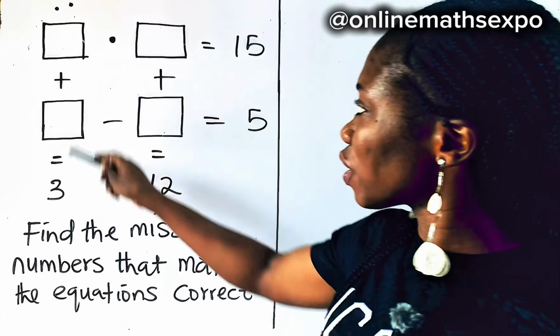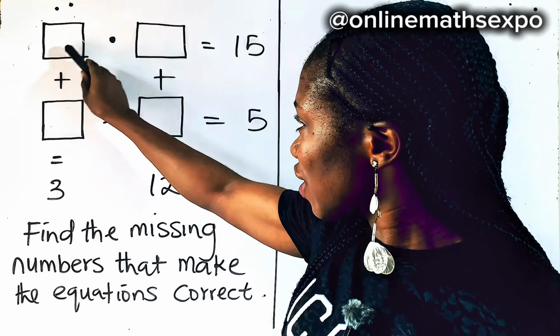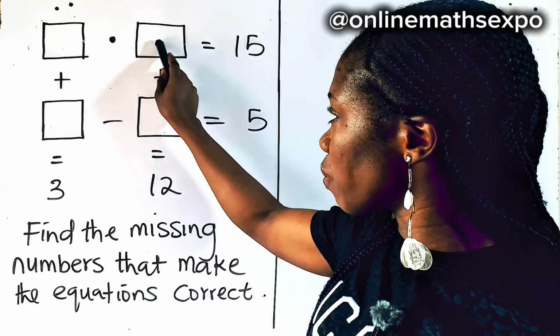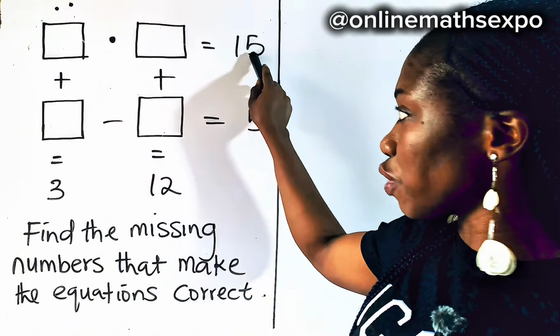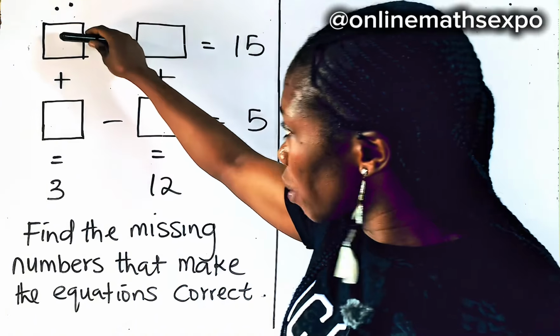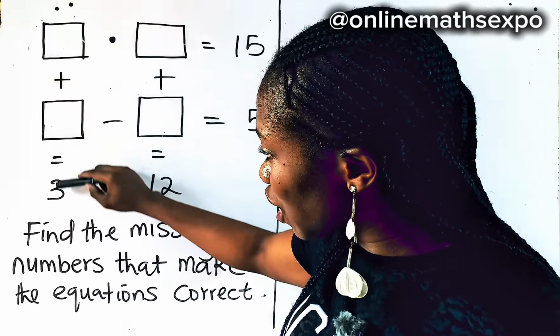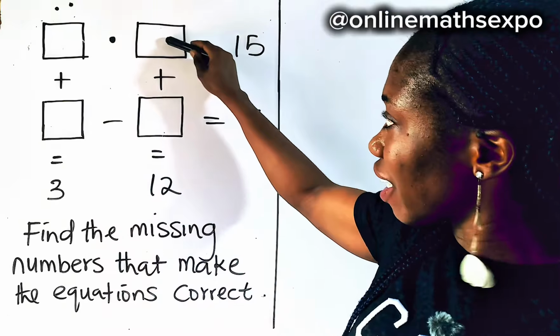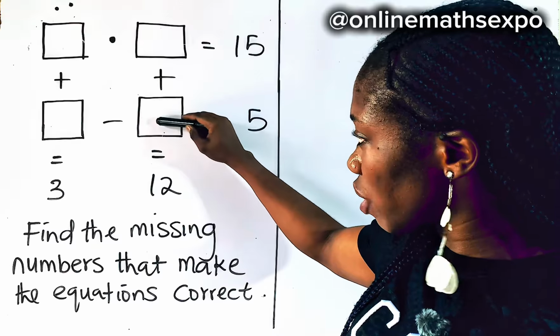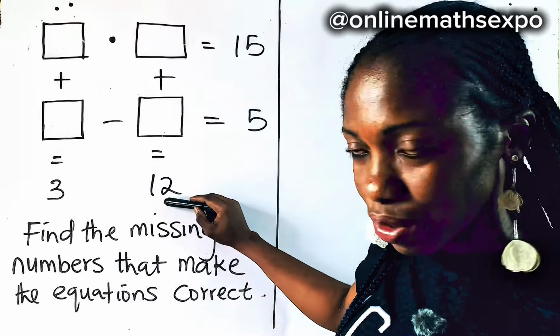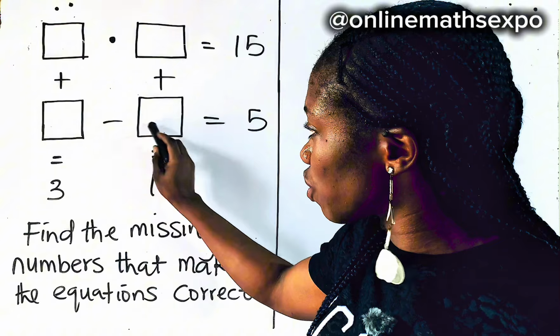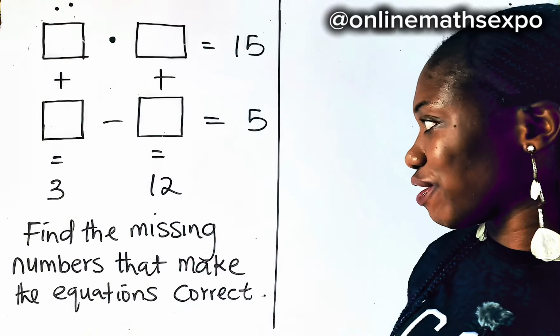We are asked what number should be here such that when you multiply it with the one that should be here, it should give us 15. The same number that is here, if you add it to the one that should be here, it gives you 3. The same one that is here, add it to the one that should be here, it should give you 12. And when you subtract these two, it should give you 5.